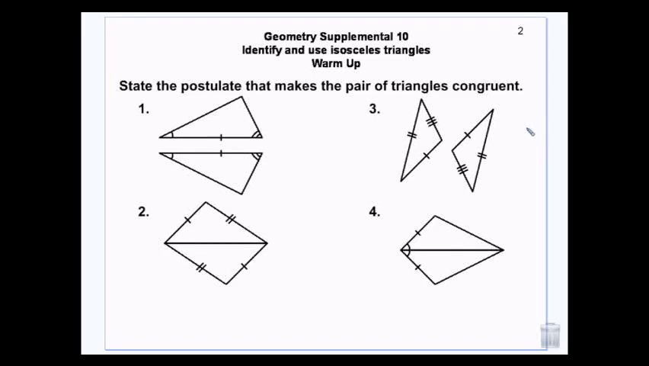Isosceles triangles. So let's remember our congruent triangle postulates. We had angle, side, angle. And this one would be side, side, side.